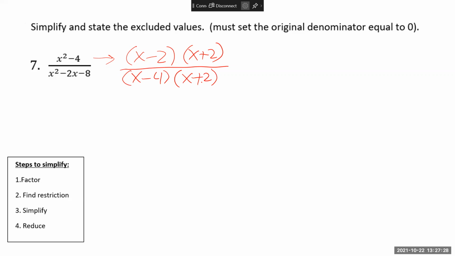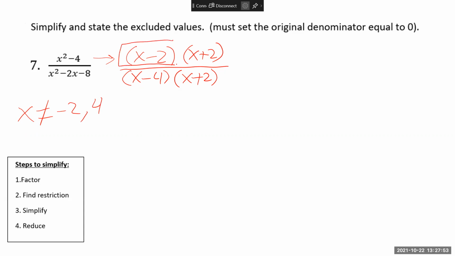Right here, I'm going to pause and check what are my excluded values. What would make me divide by 0? What do you guys think? What are some numbers that would make the bottom 0? -2 and +4. What about +2?